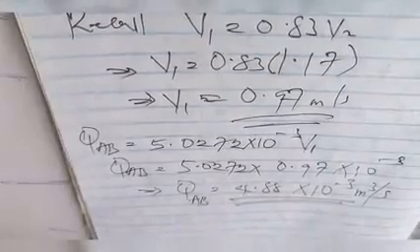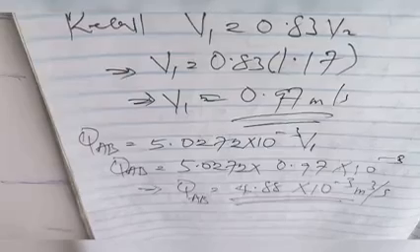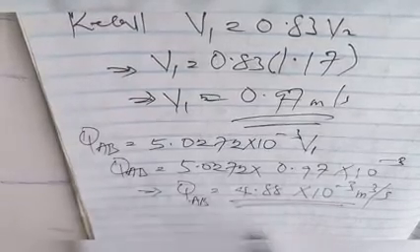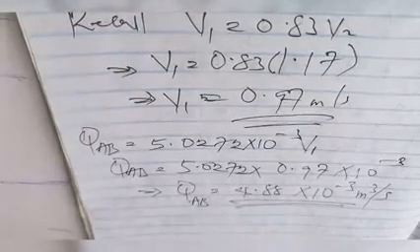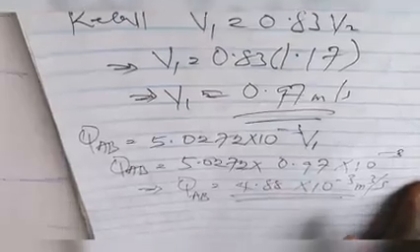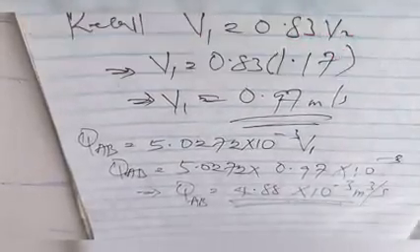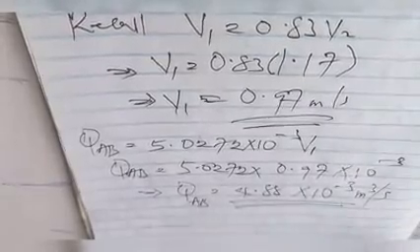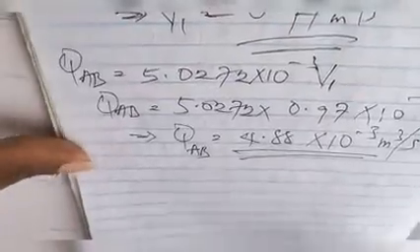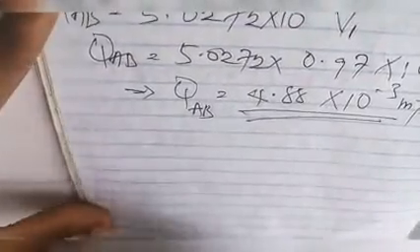So if you calculate using discharge of QBC, you find out that the two results will be the same because the continuity equation was obeyed. So that's the first part of the question. Second part, we should draw the hydraulic gradient line and the energy gradient line. To do this, the first thing we need to do is to find the values of all the head losses. So let's compute them individually.